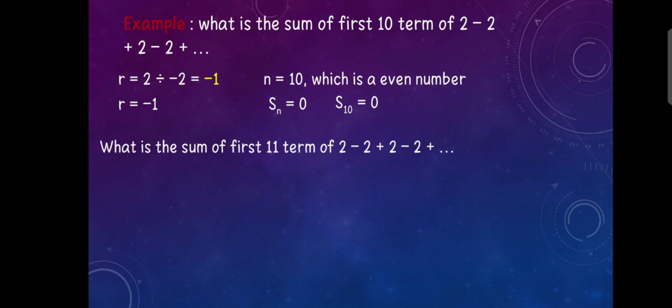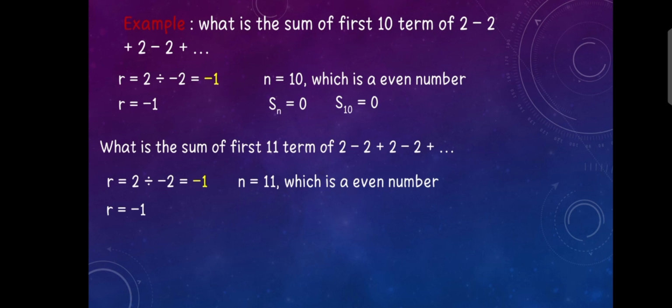What is the sum of the first 11 terms of 2 minus 2 plus 2 minus 2? R is equal to 2 divided by negative 2, which is equal to negative 1. So our r is equal to negative 1. N is equal to 11, which is an odd number. Our formula is S sub n is equal to a sub 1. Substitute: S sub 11 is equal to 2.